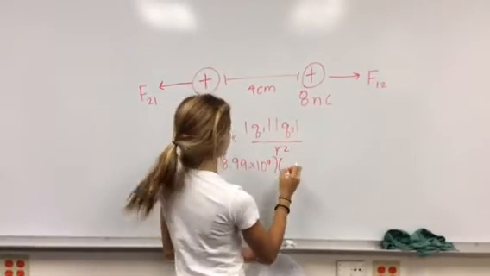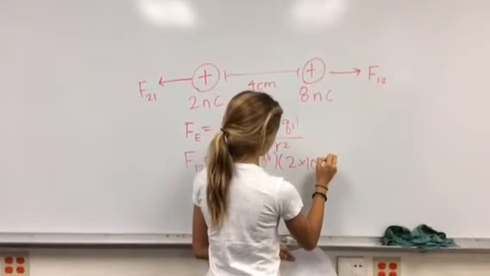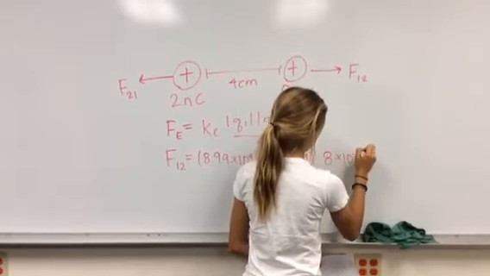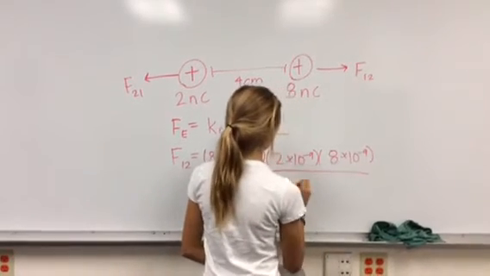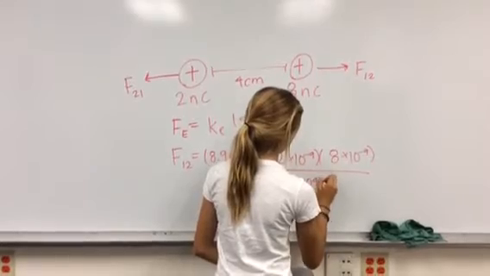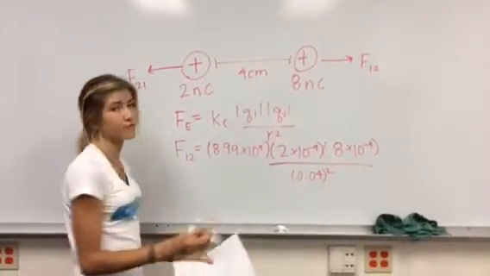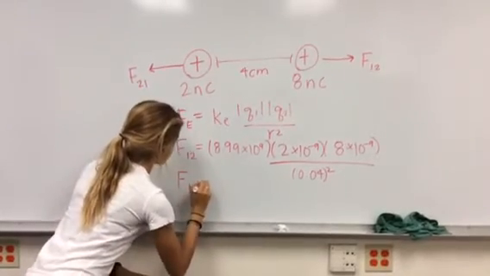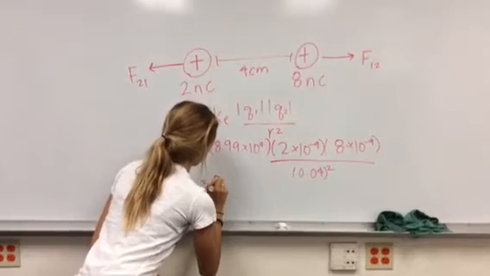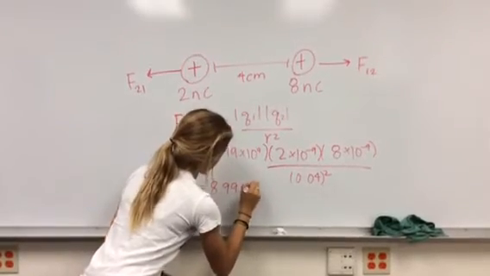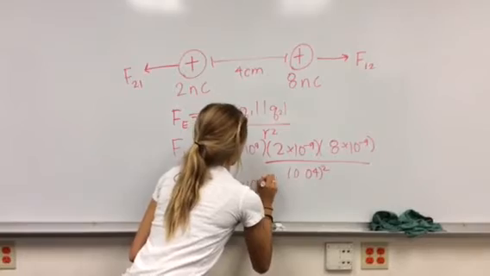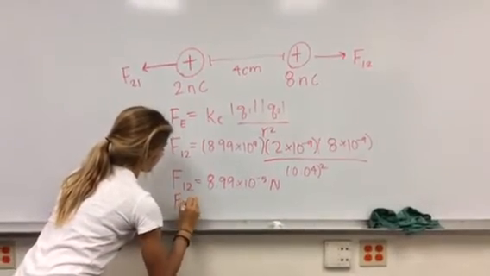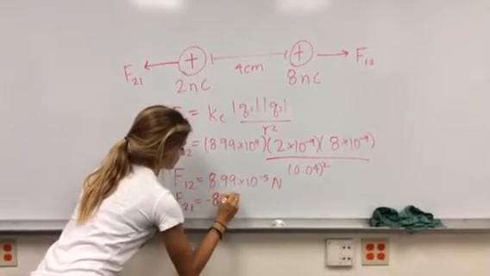times 2 times 10 to the negative 9 times 8 times 10 to the negative 9 all over 0.04 squared. Make sure you convert the centimeters to meters. And then when you multiply that out, you get that the force is 8.99 times 10 to the negative 5 newtons. And this would be the same force for 2 on 1, just in the opposite direction.